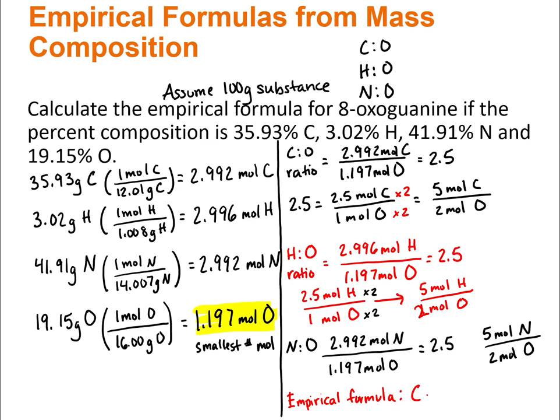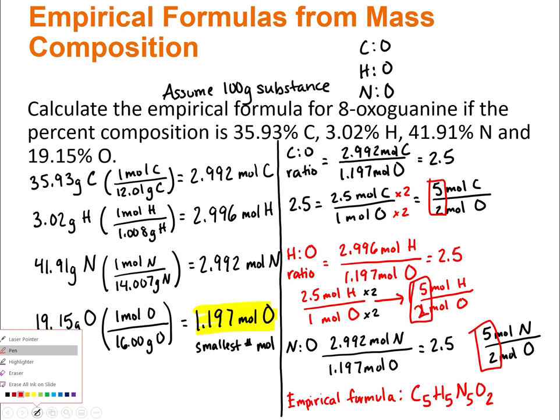We've got 5 moles of carbon, 5 moles of hydrogen, 5 moles of nitrogen, and 2 moles of oxygen. So we got all of those from our numbers in the ratios. How do we feel about that one? This is about as complicated as it gets as far as figuring out the empirical formula. But there's still more to do.